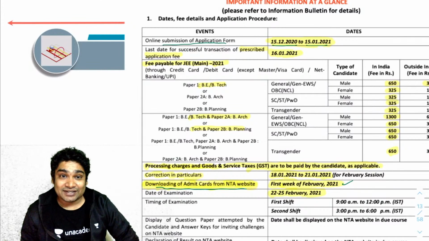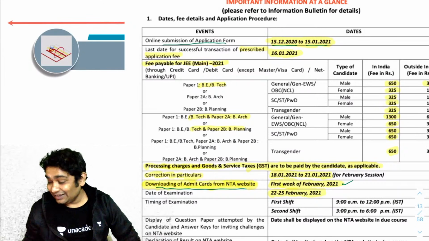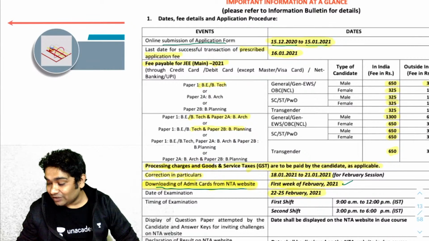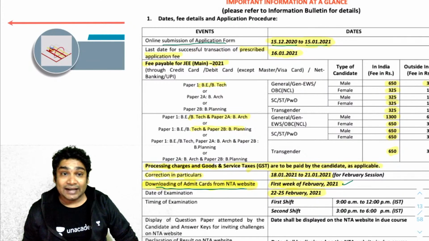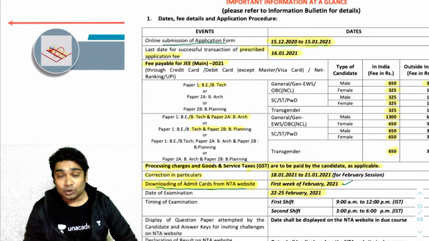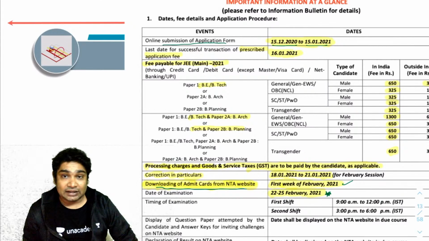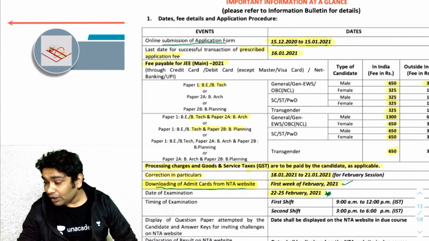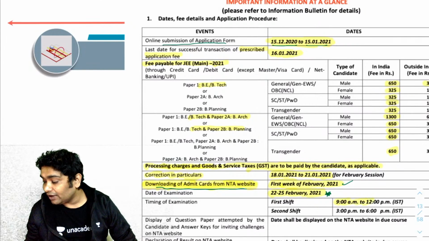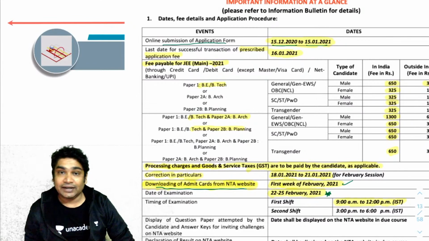Next, the date of examinations. I hope you guys mark this in your calendars. The dates of the examinations are going to be 22nd to 25th of February. Now, the exam timing. The exam, like usual, is going to happen in two shifts: a morning shift and an evening shift. The morning shift is going to be from 9 a.m. to 12 p.m., a 3 hour paper, you know this. The evening shift would be from 3 p.m. to 6 p.m. So again, two shifts of 3 hours each.